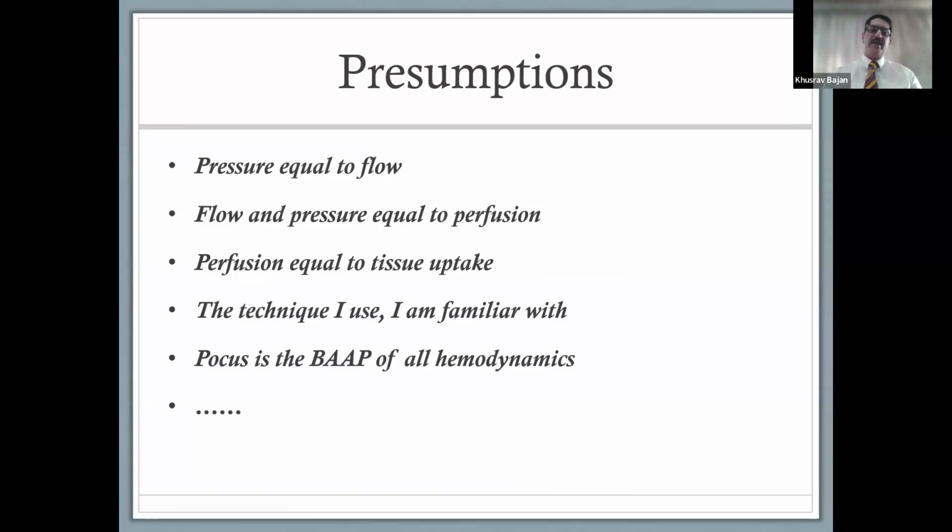and then the technique or the monitoring device which I use, I am the best at it and I am familiar with it, but there's so much more that we need to understand. And then finally, now in the last 10 years, we have realized that POCUS is probably the BAP of all hemodynamics, but there are some caveats there, and these presumptions keep going on.